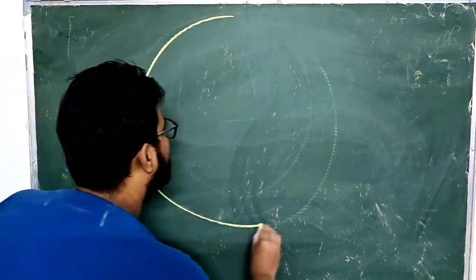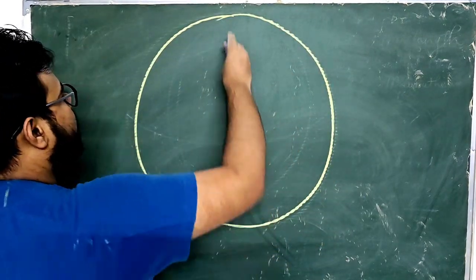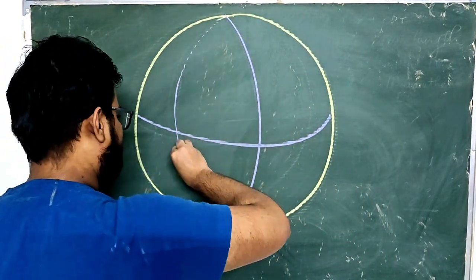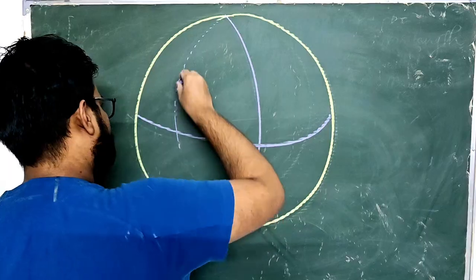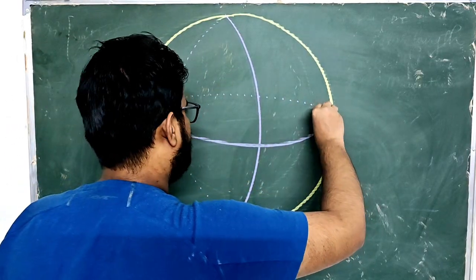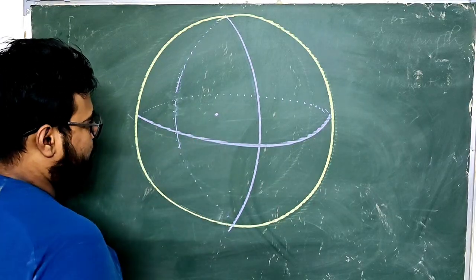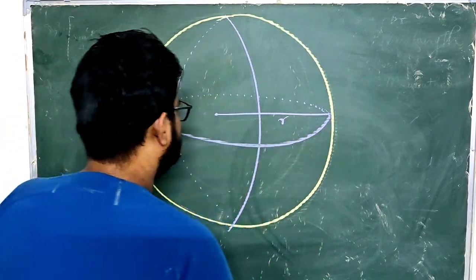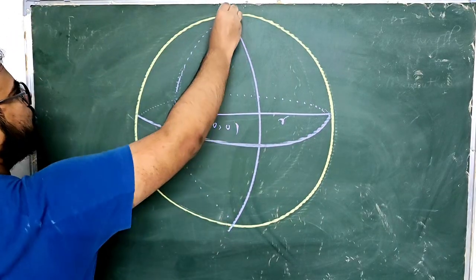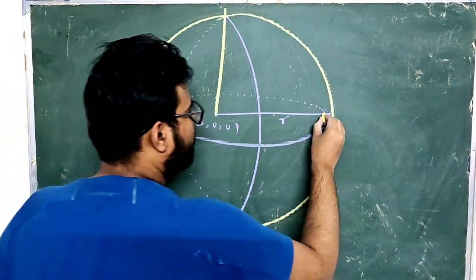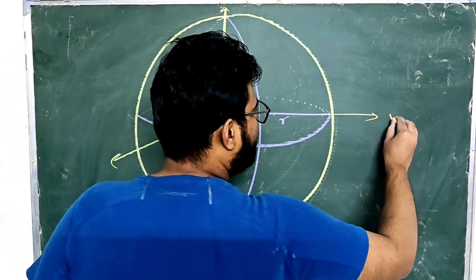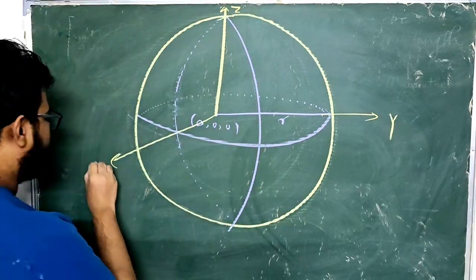Suppose this is a sphere of radius r, centered at O, and the center is 0, 0, 0. Now let me draw the axes also. Suppose this is the y-axis, this is the z-axis, this is the x-axis.